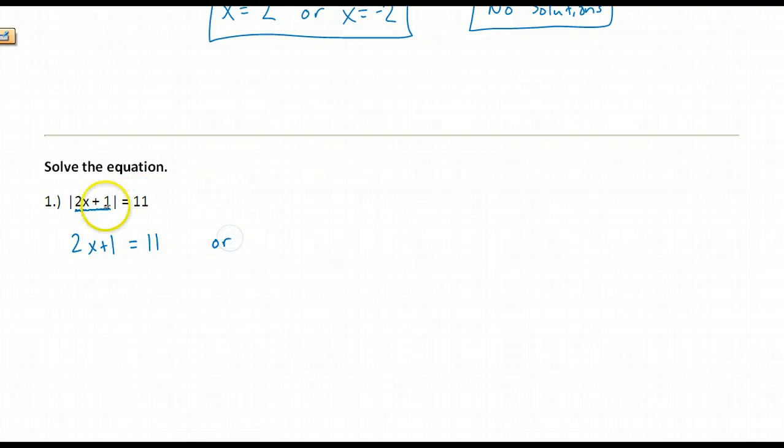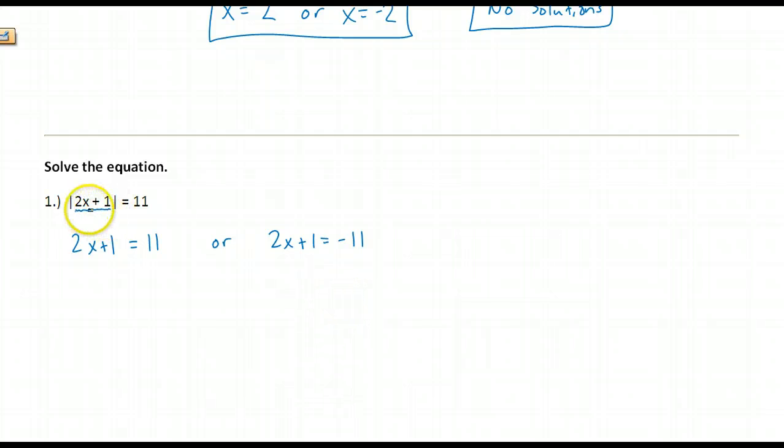Or we can set this entire quantity equal to negative 11, and then what's inside the absolute value symbol would be negative 11, and the absolute value of negative 11 is 11. So we are going to get two different choices here. One where the quantity equals 11, and the other one where the quantity equals negative 11.